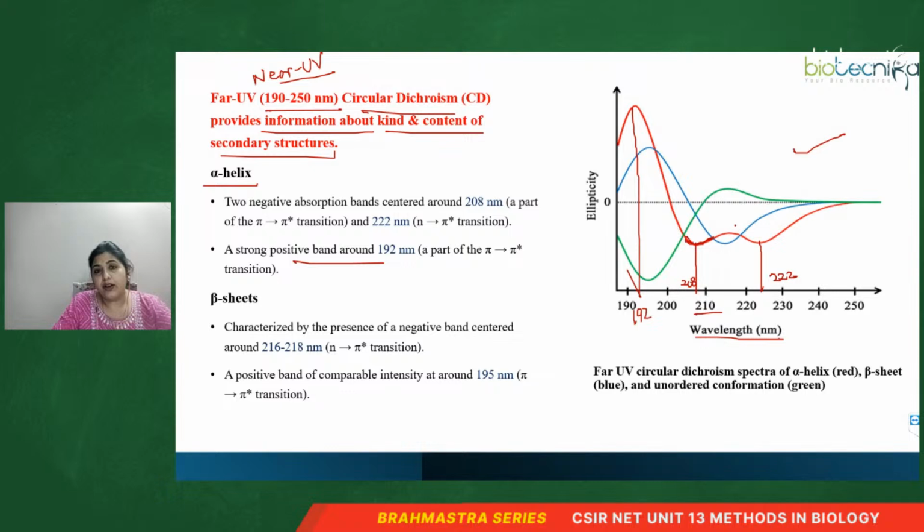So how will you determine whether beta sheet structure is there? If beta sheet structure is there in your protein, you'll get a negative band centered around 216 to 218 nm. So we have to see the blue peak, and you can see it is centered around 216 to 218. So this indicates the presence of beta sheet. And also you'll get a positive band centered around 195 nm.